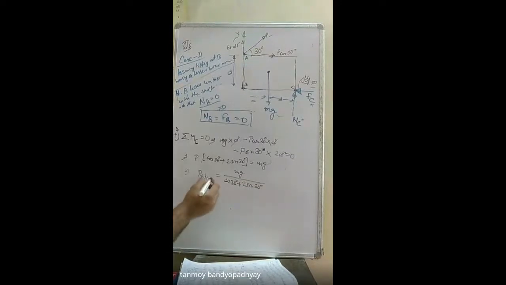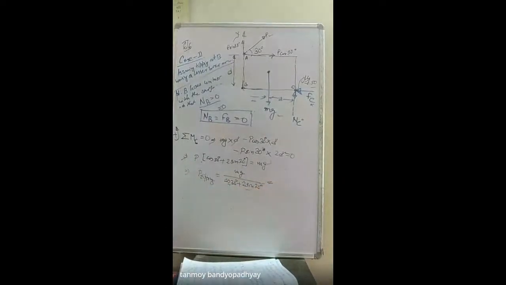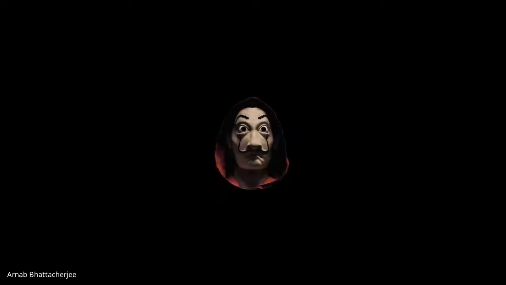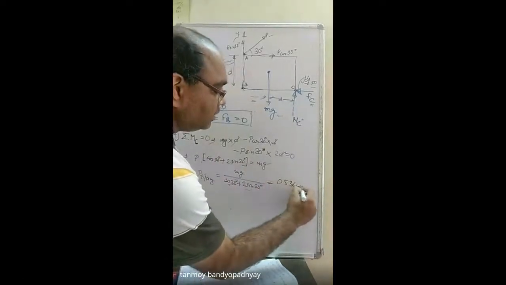Okay? So just put the values. Just put what is cos 30 or sin 30 and calculate it in terms of mg. Mg terms and calculate what is the value. mg by 1.86. Sir, 0.536 mg. Okay, so it's 0.536 mg.